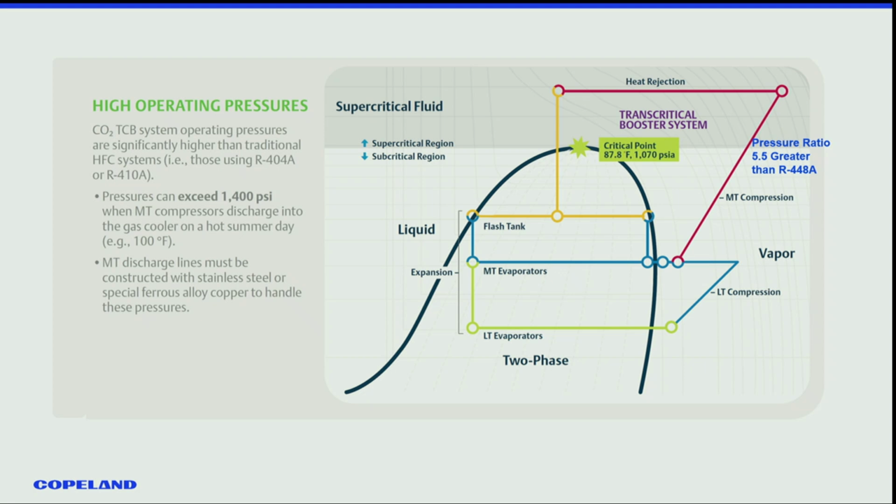The other thing that's interesting about a CO2 system, look at the pressure ratio versus 448A. You're going from about 200 pounds suction, 400 pound suction, medium temp, up to 1,500 pounds. That's like 5 to 5.5 times higher than an HFC system. So that's why your compressors are built very differently. Much heavier duty to handle those bearing stresses and high loads, okay? So that's another thing that's unique from a pressure perspective.